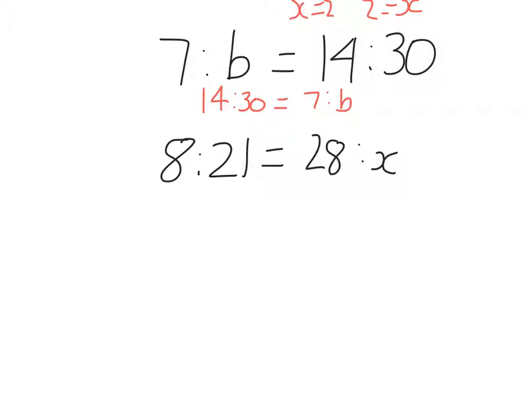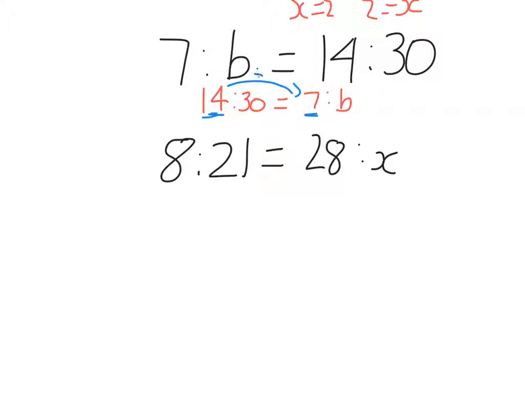Then using the principles I just went through, I have to look at how I get from this first number to this first number. I could minus 7, but again, I only consider multiplying and dividing because these are like fractions. So how do I get from 14 to 7?